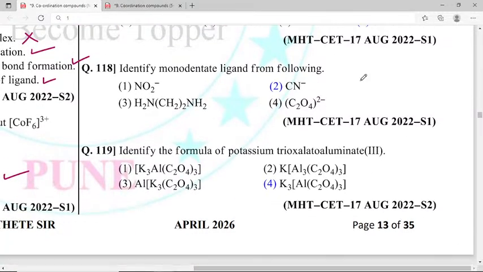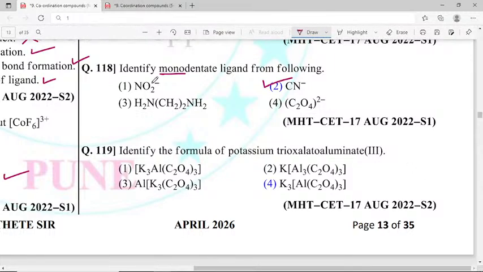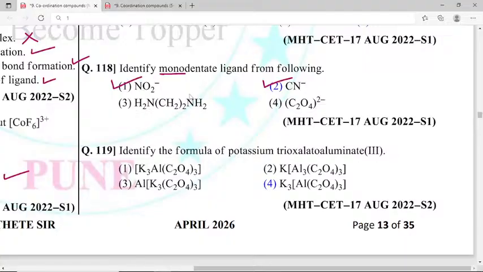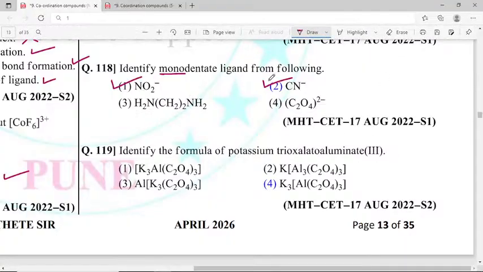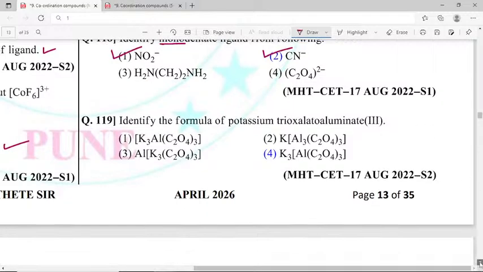Identify the monodentate ligand from the following. CN minus is a monodentate ligand. Next, NO2 is also a monodentate ligand. Two options are correct here, so this question is actually wrong. Monodentate ligands: NO2 minus, CN minus. Question is wrong here, there are 2 options: CN minus and NO2 minus. Nitro, nitrito, cyanide, isothiocyanate.